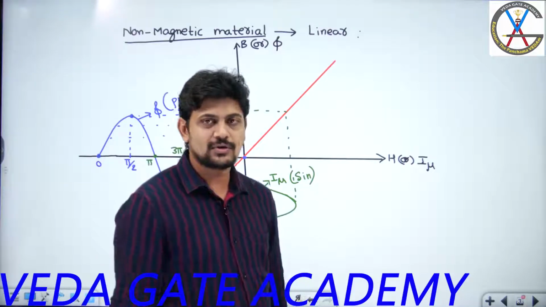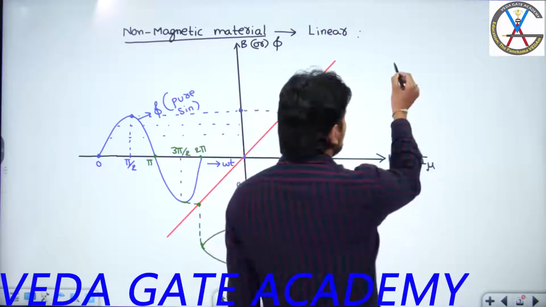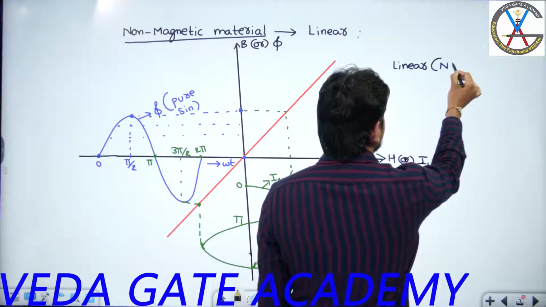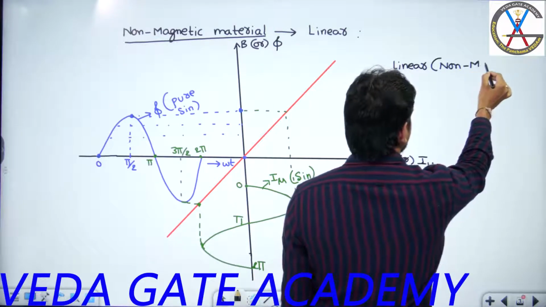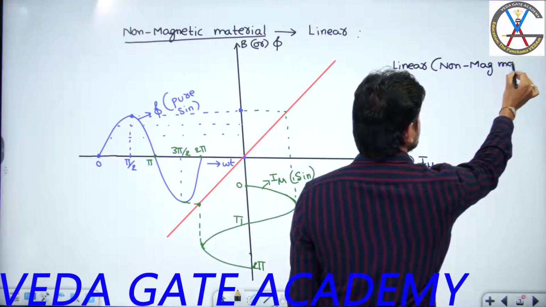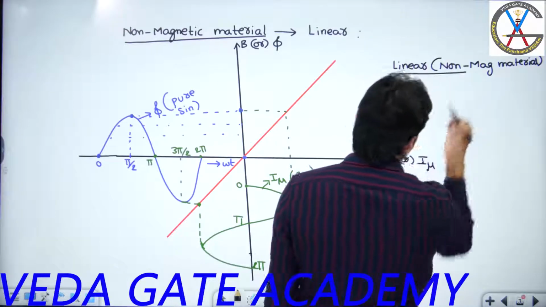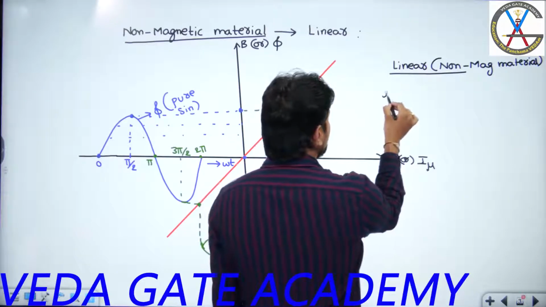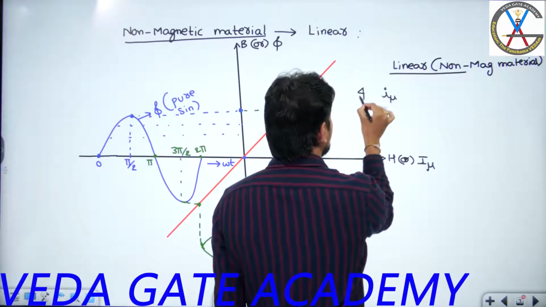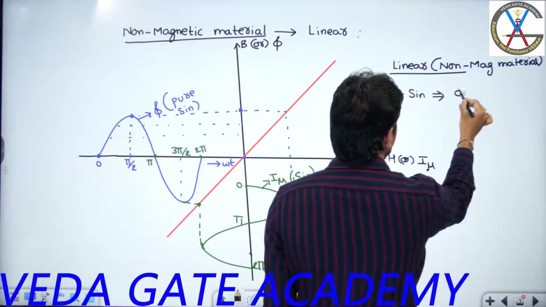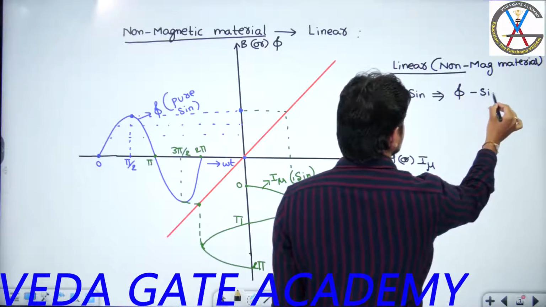So the EMF is also sinusoidal. That means in a linear machine, a machine which is designed with a non-magnetic material, I can say that if the magnetizing current is pure sinusoidal, then the operating flux is also pure sinusoidal.